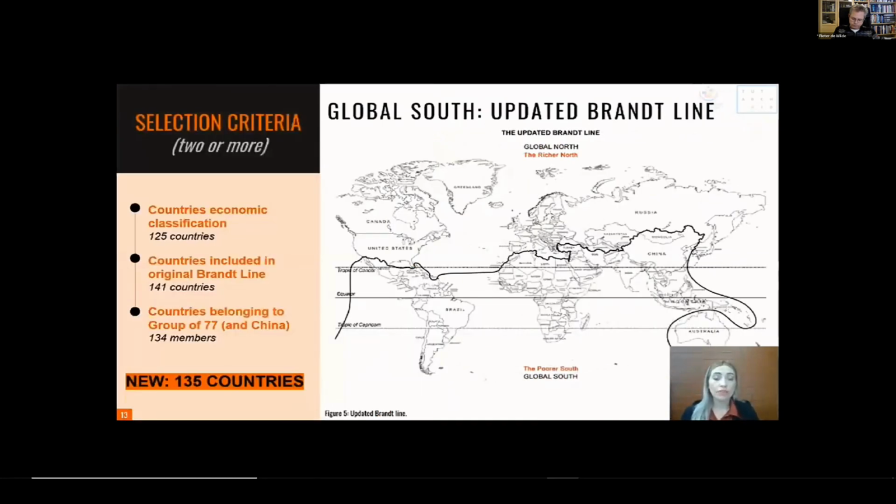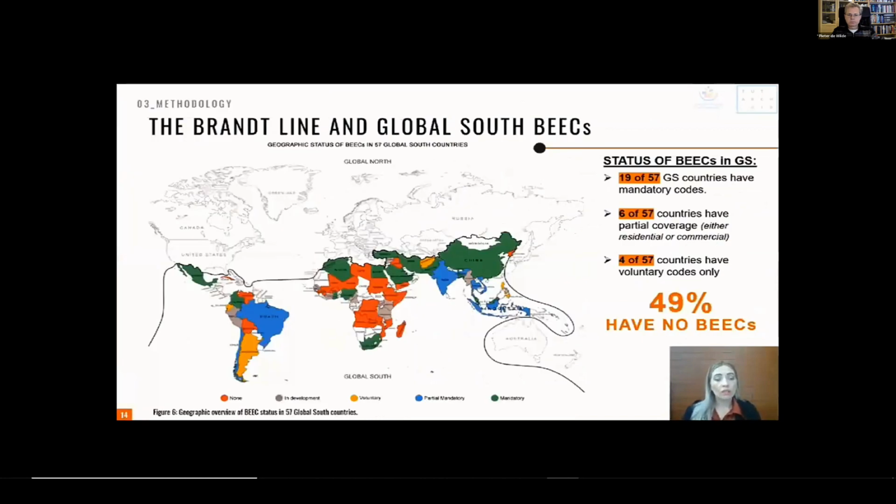Before we continue, we found it important to revisit the term global south in order to get the most recent and up-to-date delineation. The criteria included looking at a country's economic classification, as well as looking at the original Brandt line and whether this is still accurate, and then also including countries belonging to the Group of 77 and China.